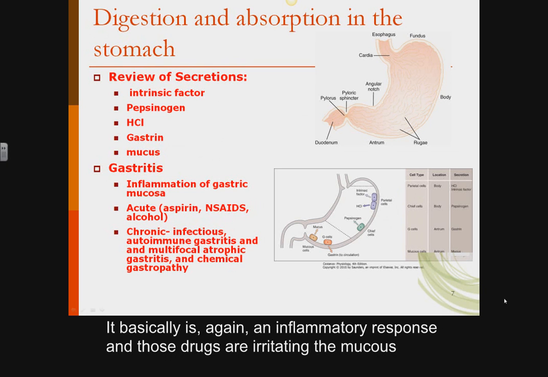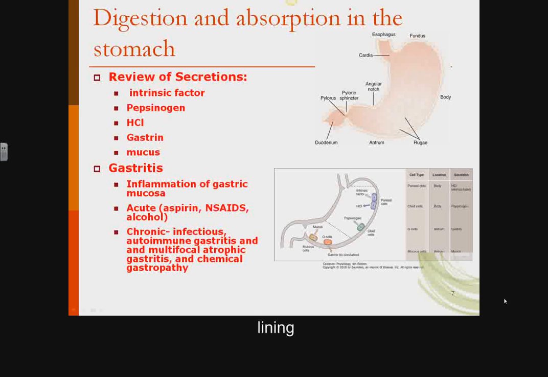That's a mouthful. Now there's also an acute gastritis, and this usually is from an overdose of aspirin or NSAIDs in general and alcohol. It basically is, again, an inflammatory response, and those drugs are irritating the mucus lining.